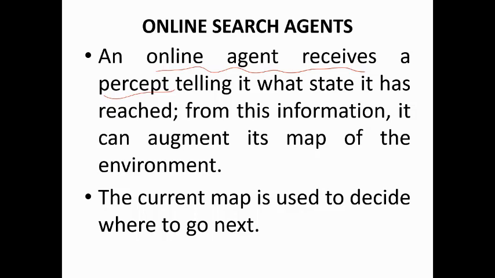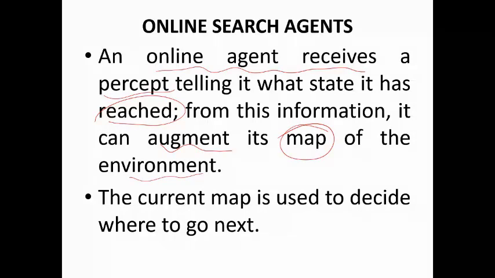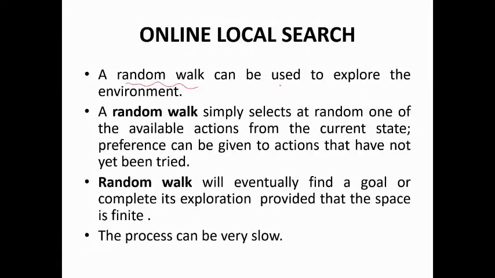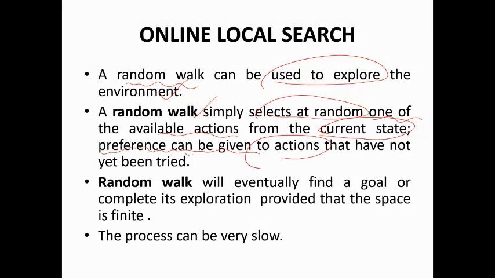Online agents like this one receive perceptions telling them what state they have reached. So it will record all those states, collect the information, and then augment the map of the environment, this is important. The current map is used to decide the next step. Random walk can be used to explore the environment: randomly moving and recording each and every point. Simply select at random one of the available actions from the current state. Preference can be given to actions that have not yet been tried.